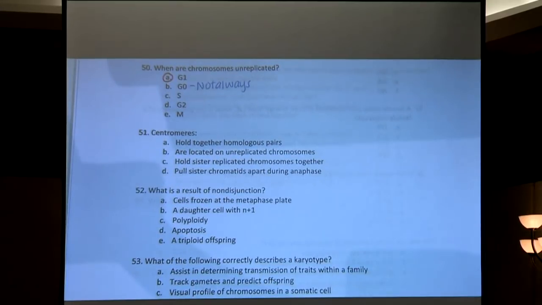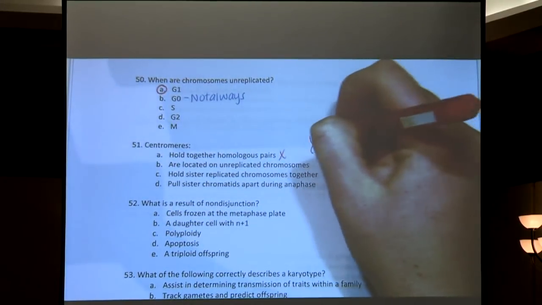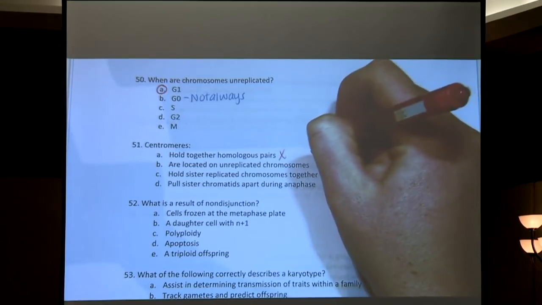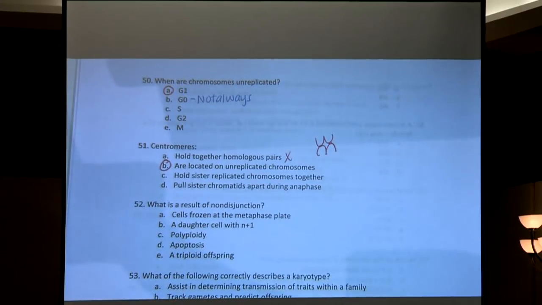So in terms of structure, for centromeres, do they hold together homologous pairs? Good. So they don't hold together our homologous pairs. Reminder, our homologous pairs look like this. All right. Are they located on unreplicated chromosomes? Good. So they are located on unreplicated chromosomes. Do they hold sister replicated chromosomes together? What do we think? Good.